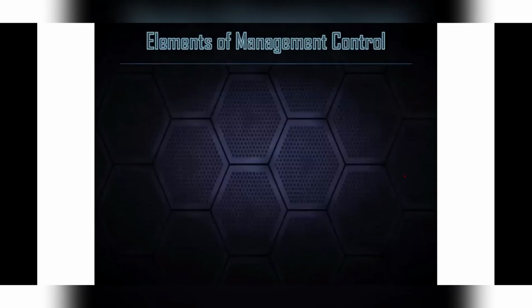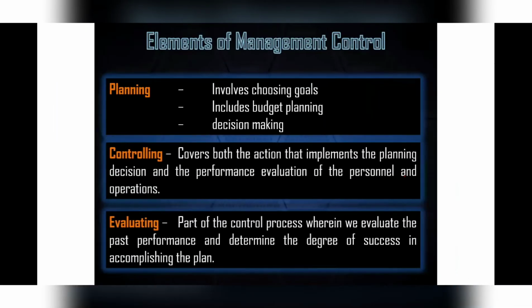Okay? So, here are the elements of management accounting. The first one is planning. What is planning? In planning, this is the time that we set the goals and objectives. We set the goals and objectives of the organization, no?